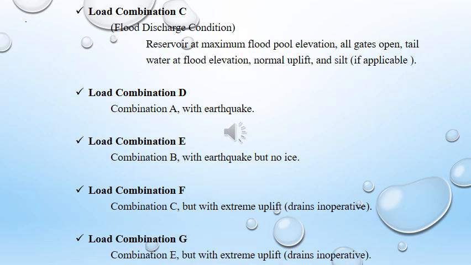Load combination C, so this is the high flood condition. So, reservoir level at maximum water level, all gates are open, tailwater at downstream flood elevation, normal uplift and silt pressure if applicable.